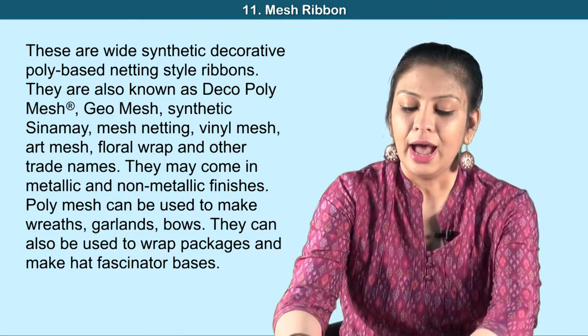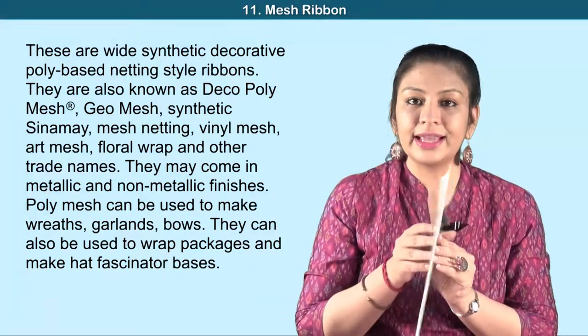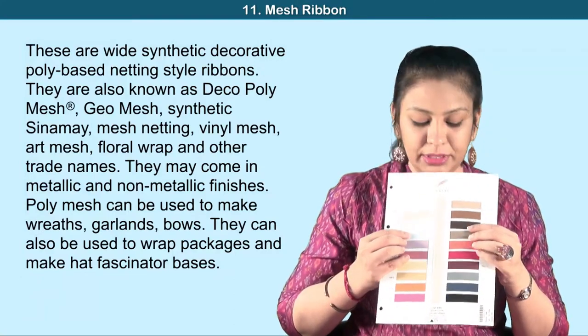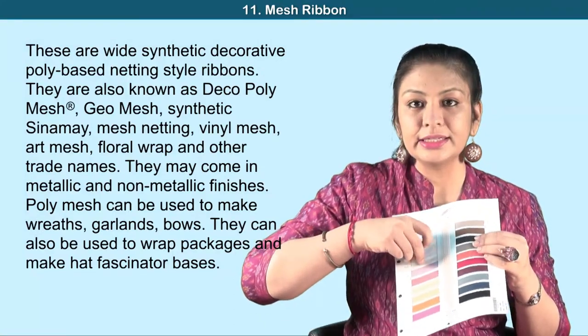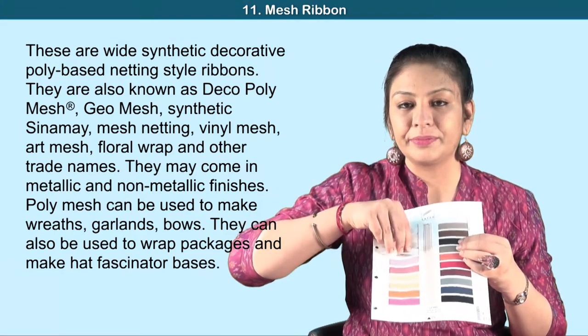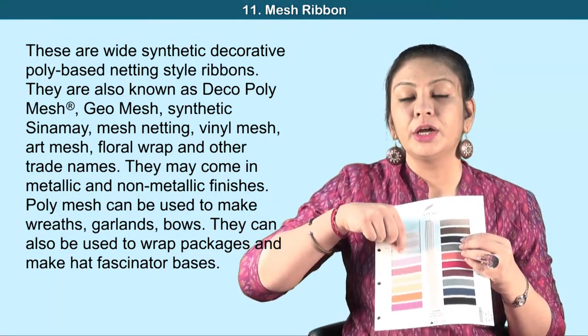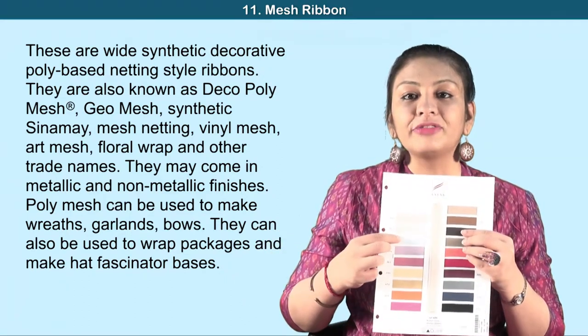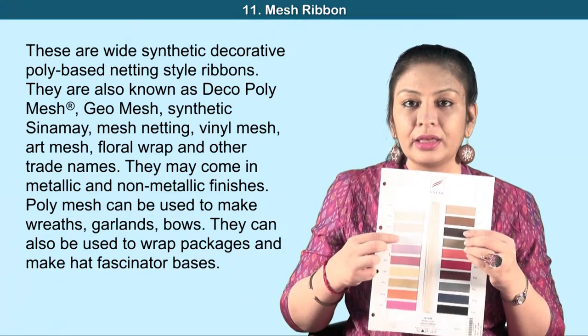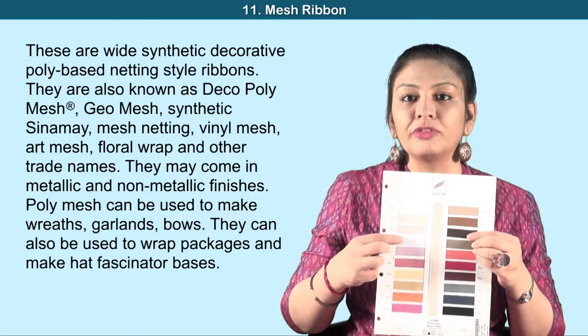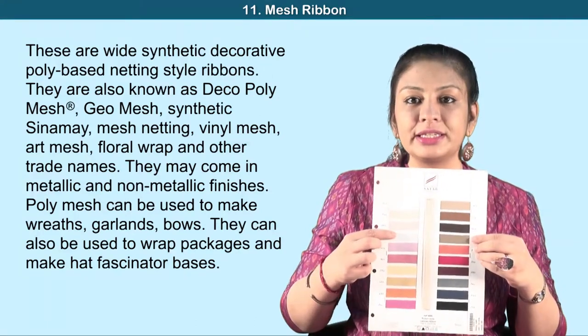Poly mesh can be used to make wreaths, garlands, bows, and wrap packages, apart from being made into hat fascinator bases. I have here an example of natural cyname. Cyname is a thin net-like fabric that can be dipped in water and shaped to make beautiful hat fascinator bases. The synthetic version of cyname is what we just discussed about.